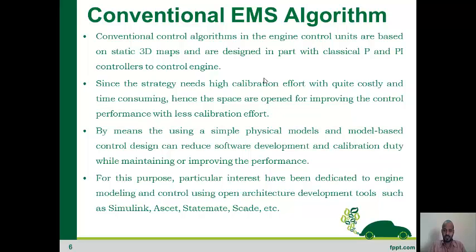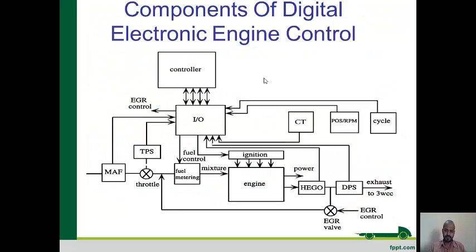During the calibration phase, one of the toughest parts in engine ECU development is the calibration, because that requires a huge amount of time as well as cost, because each and every operating point has to be determined, and according to the operating point the engine has to be calibrated, and that calibrated data set has to be built into the control algorithm. So by means of this calibrated data, the control algorithm will be operated.